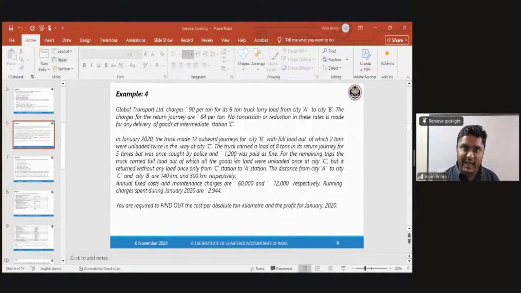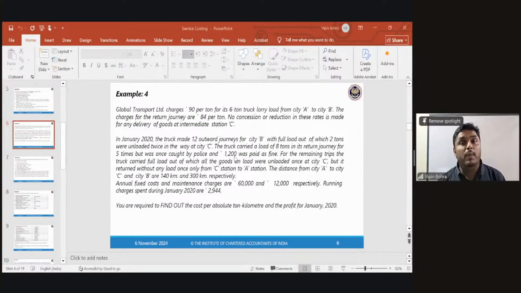So don't refer to any material or past RTPs or past examination papers, because this question has been asked 3 to 4 times in past few attempts. So don't refer to any solution. Don't refer to my previous session lecture. Just try to solve this question on your own, be it right, be it wrong. I just want you guys to attempt the question.